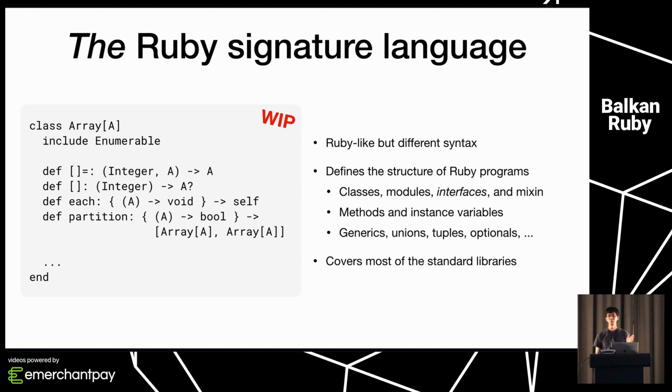We also define the type of methods, instances, globals, and constants, and the type language in the signature is pretty powerful. It has generics, union types, tuple types, optionals, singleton types, record types, and so on. I hope that the language covers most of the standard libraries. I believe so, but maybe we will find some problems. It's still work in progress.